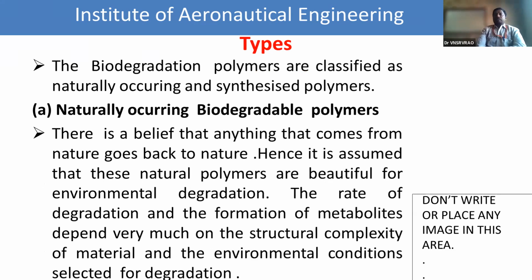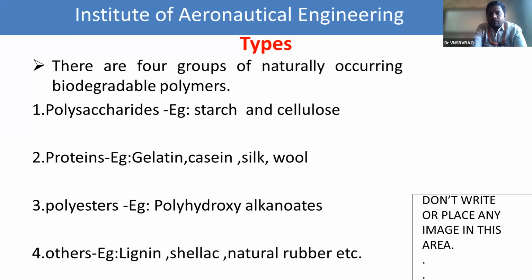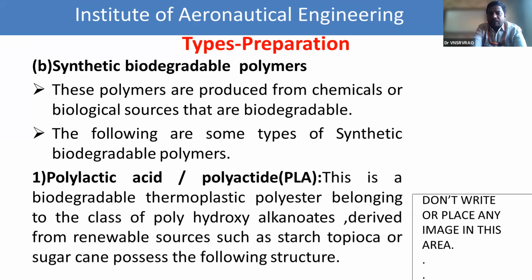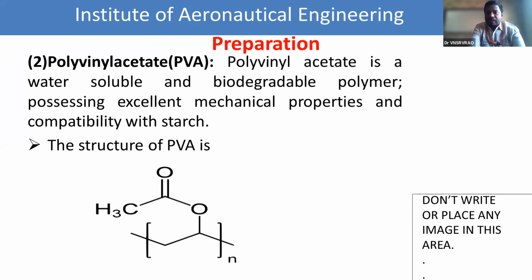Okay, after that we see the types of biodegradable polymers. Because of the availability and source of biodegradable polymers, these are mainly classified into two types. One is naturally occurring biodegradable polymers, and the second one is synthetic biodegradable polymers. The natural biodegradable polymers are further classified into four types, and synthetic biodegradable polymers are further classified into two types. So this is the classification briefly. Then we discuss each and every one.